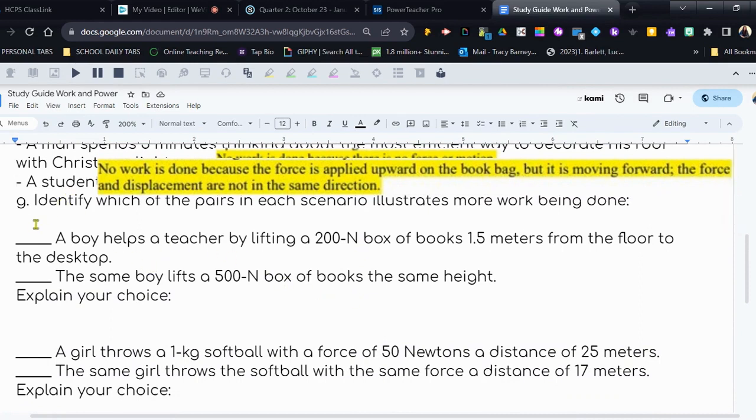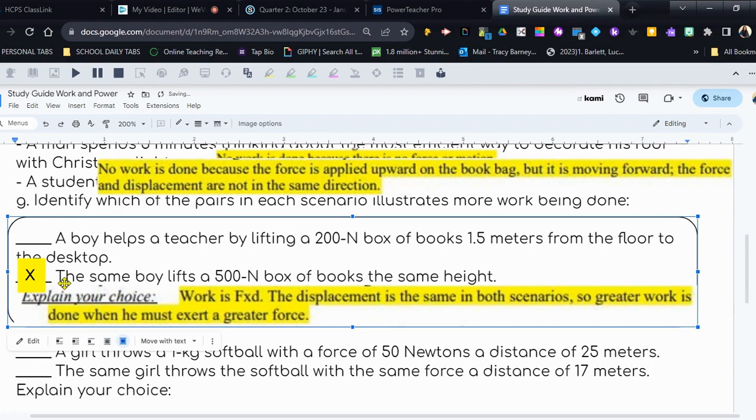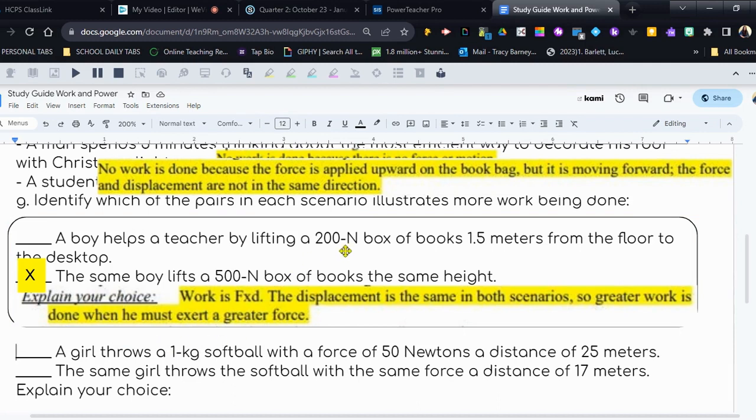For letter G, we have two scenarios. A boy helps a teacher by lifting a 200 Newton box of books 1.5 meters from the floor to the desktop. The same boy lifts a 500 Newton box of books the same height. We are going to say the second one because, first of all, remember, work is force times distance, and the displacement's the same for both. They're both being lifted the same height. The greater work is done when you must exert a greater force. So because the box here is a greater force, there is more work being done by the second scenario.